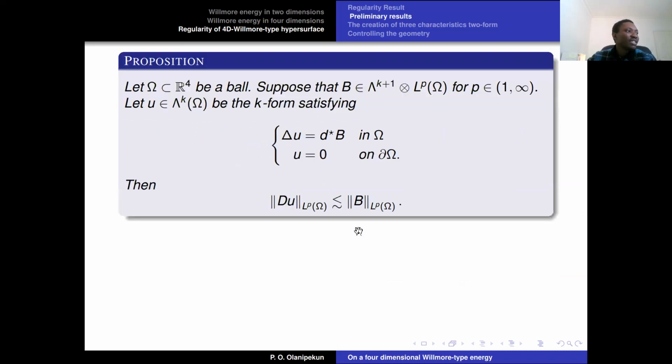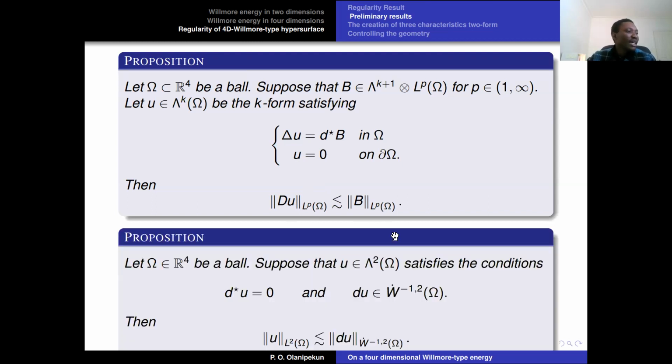So we have another preliminary result. We have quantities that we call B, quantities we call U, and then we have to prove that actually the LP norm of dU is controlled by the LP norm of B. And then not only that, we have quantities satisfying this, and such that, of course, U is in this Sobolev space. And then we have this estimate.